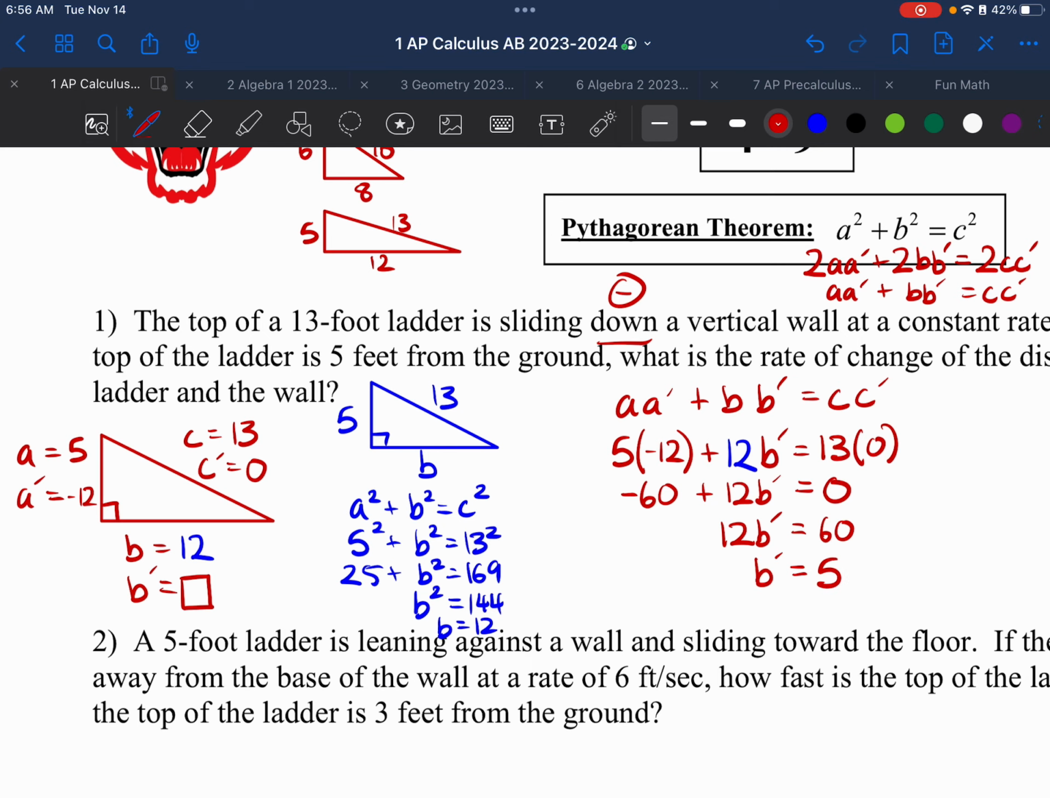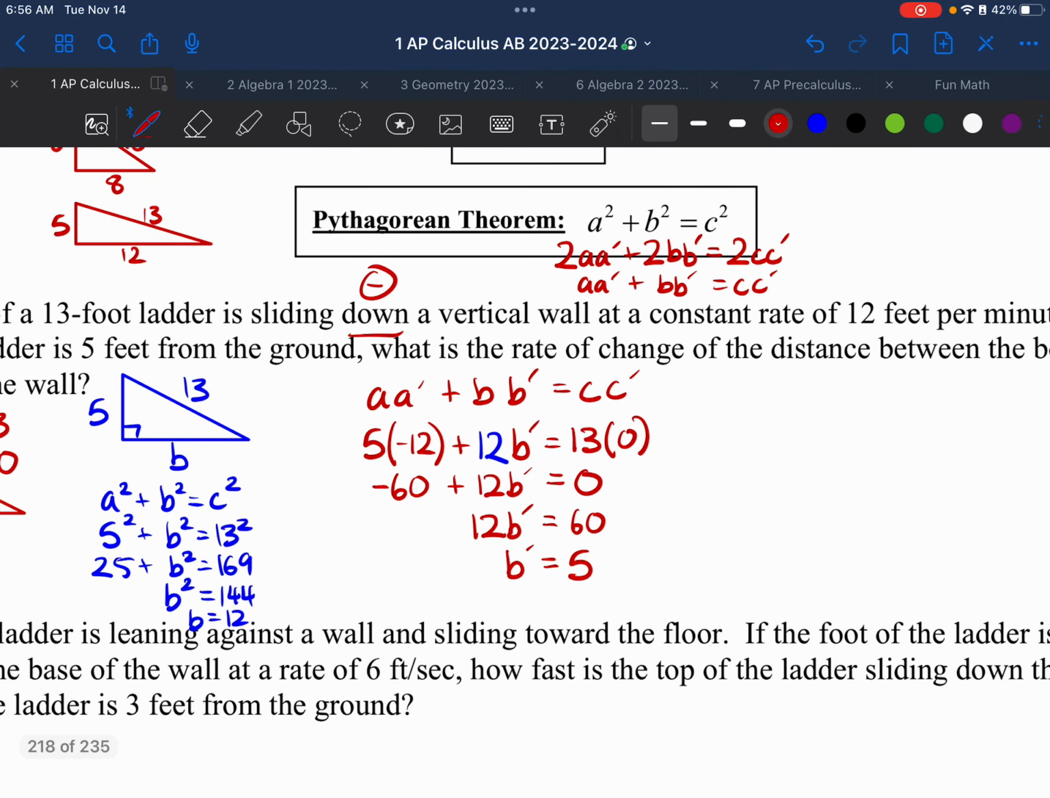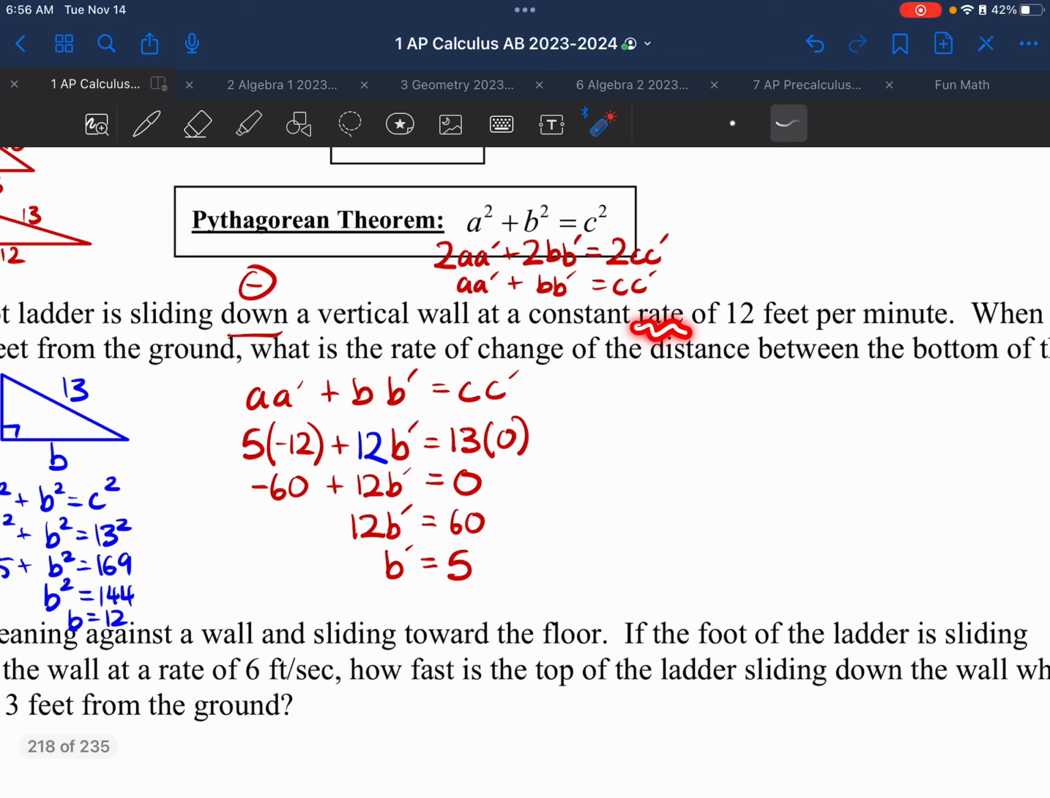So here's our answer, 5, and it is a b prime, which means it's a rate. So 5 what? It's feet per minute, I believe, because it says a rate up here. The rate is feet per minute. So we'll say our final answer is 5 feet per minute, and we'll box that.